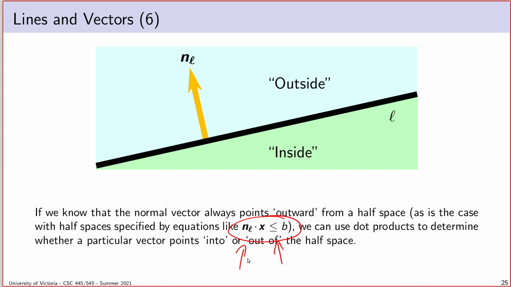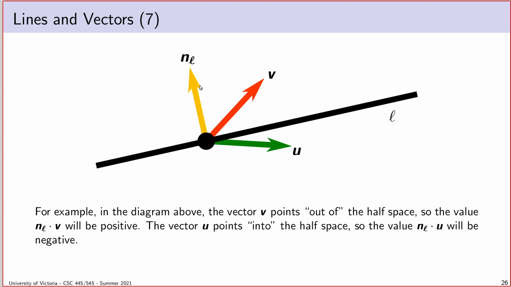If I adopt that convention, I can now use the normal vector and dot products to figure out whether any particular vector points into, so that would be like this direction or that direction, points into or out of my half space. And the way I would do that is by examining the dot product.